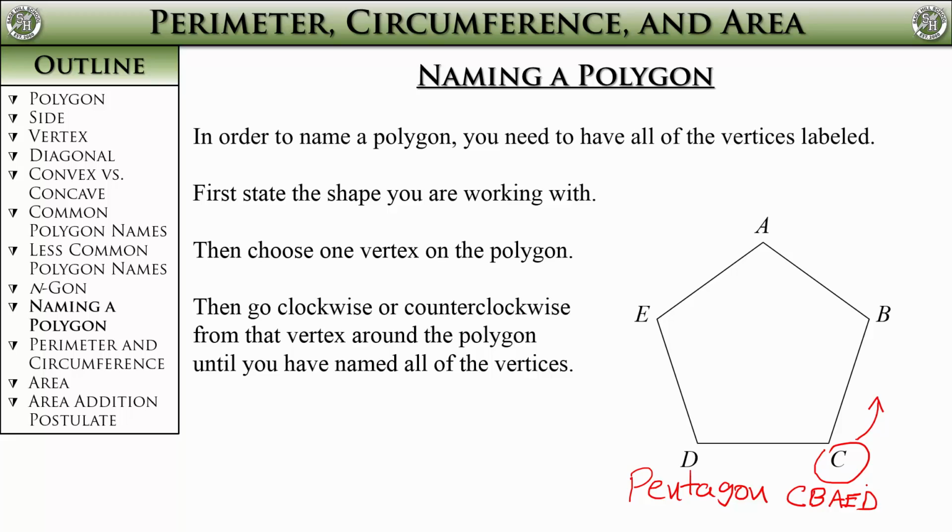That obviously isn't the only possibility. You could have done pentagon A, B, C, D, E, pentagon D, E, A, B, C, pentagon B, C, D, E, A. Doesn't really matter. Choose a vertex, choose clockwise or counterclockwise, and then just name them all in that order.